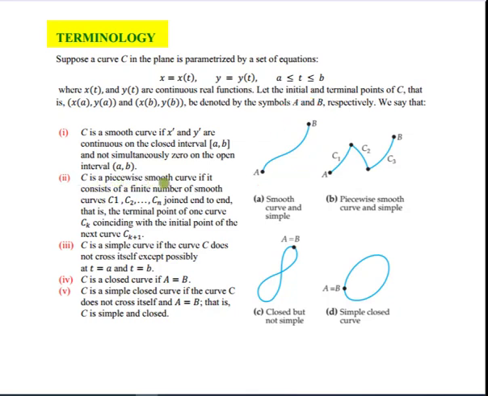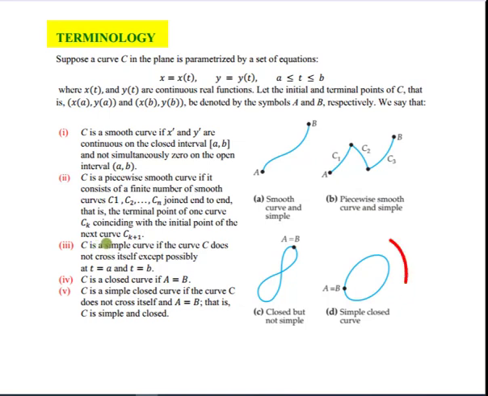2. C is a piecewise smooth curve if it consists of a finite number of smooth curves C1, C2, up to Cn joined end to end, that is, the terminal point of one curve Ck coincides with the initial point of the next curve Ck plus 1. In Figure B, you can see that there are 3 smooth curves joined together. The end point of C1 is joined with the initial point of C2. The end point of C2 is joined with the initial point of C3.